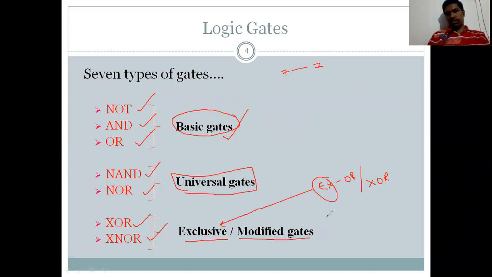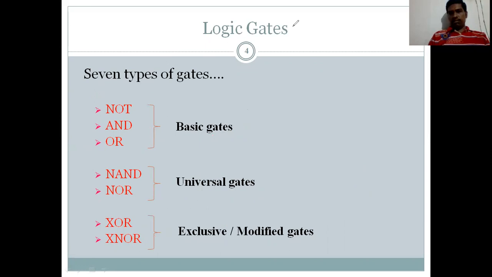Likewise, XNOR also you can write as EX hyphen NOR, or else you can simply write as capital X NOR. In total we have 7 types of gates: NOT gate, AND gate, OR gate, NAND gate, NOR gate, XOR gate, XNOR gate. Among these, the first 3 belong to the basic gates, and the next 2 belong to the universal gates. The last 2 are exclusive gates or modified gates. Next we will see each and every gate in detail.